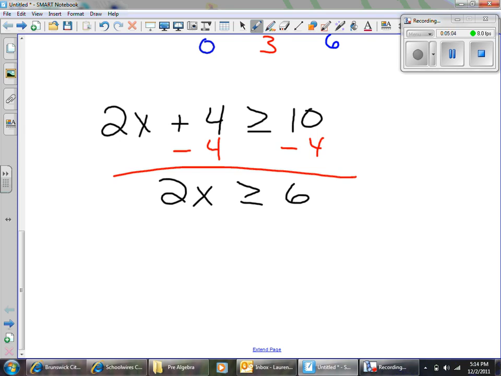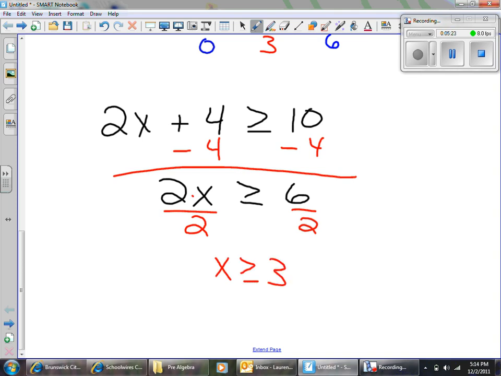There we go. 2x is greater than or equal to 6. Now, x is not alone. It's attached to a 2 by multiplication. I'll divide by 2 on each side, and I will get the solution that x is greater than or equal to 3. It looks like the same solution.